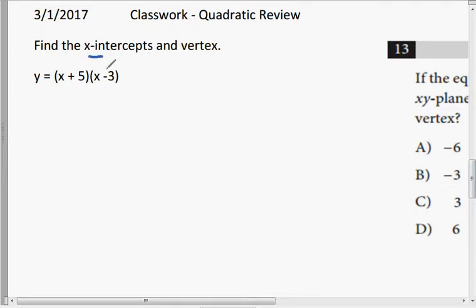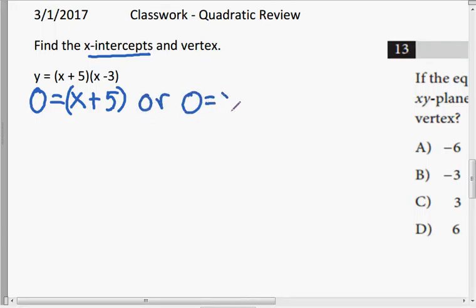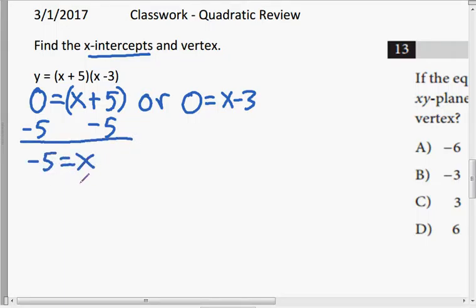X-intercept means that y equals 0. So I have 0 equals x plus 5, or 0 equals x minus 3. I solve really quickly. If I have plus 5, I subtract the 5 to get it out of the way. Negative 5 equals x. I add 3 to get it out of the way. I get 3 equals x. So those are my x-intercepts.